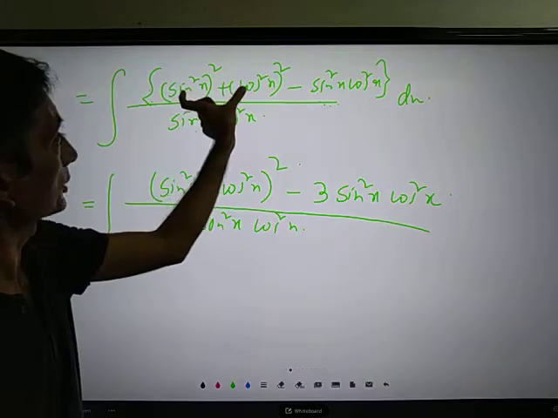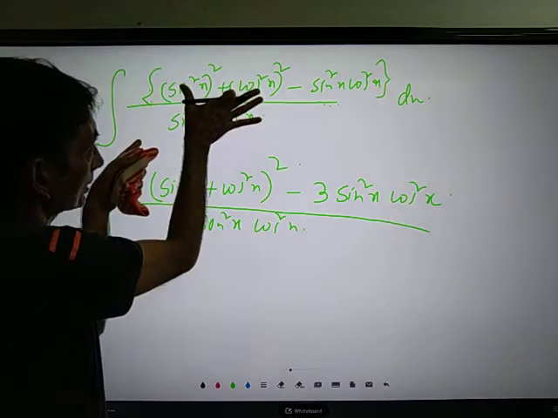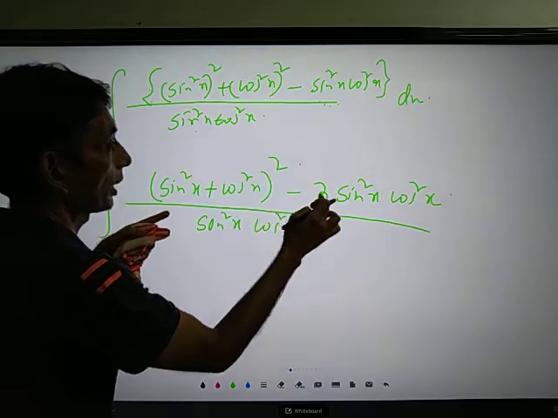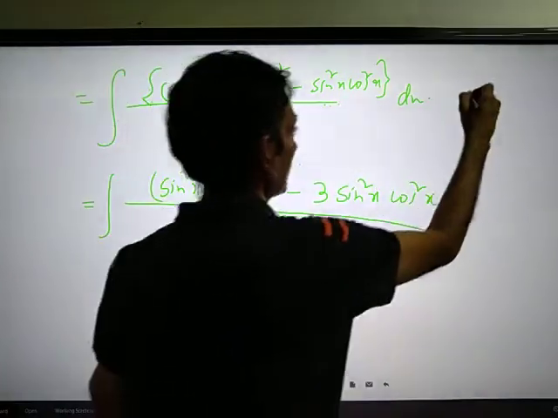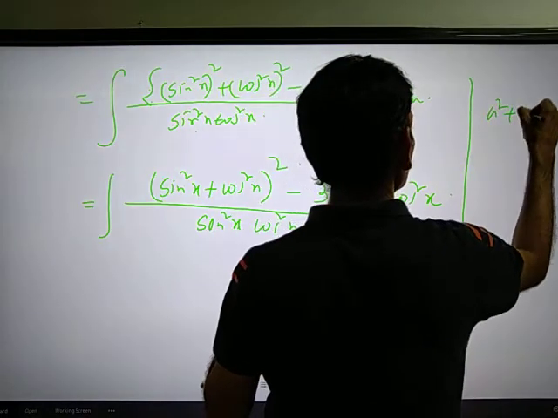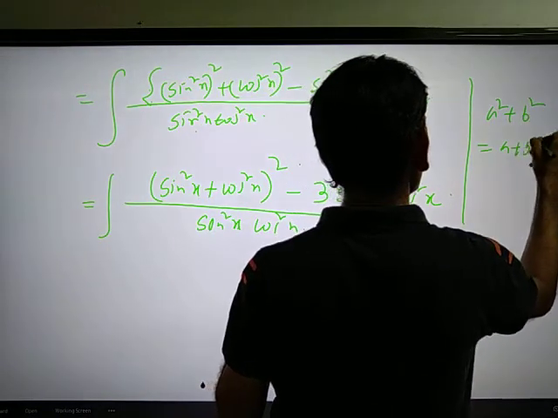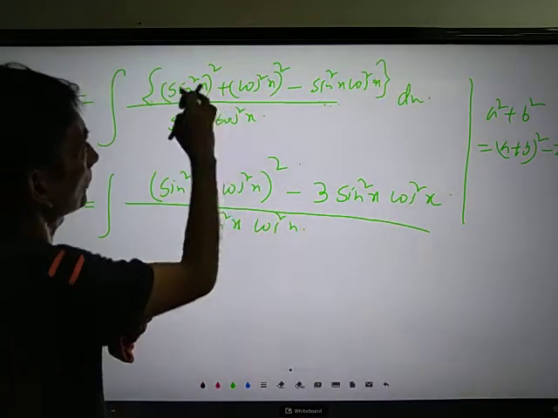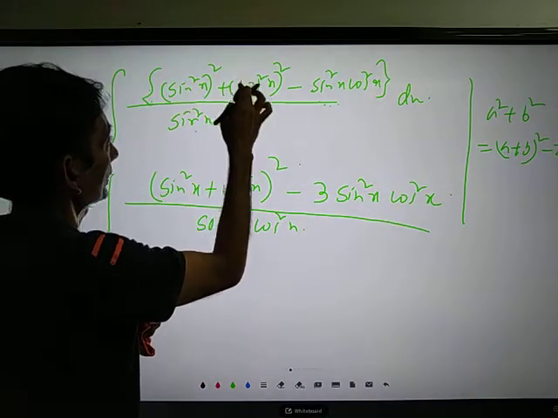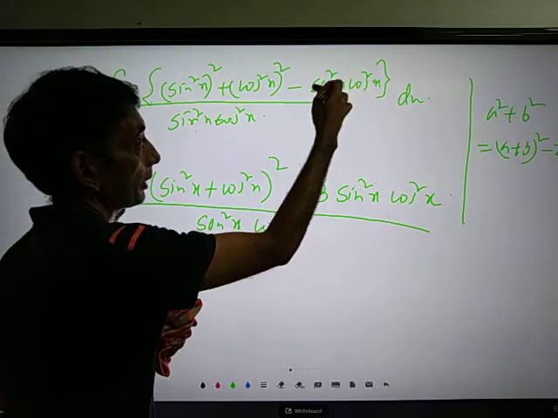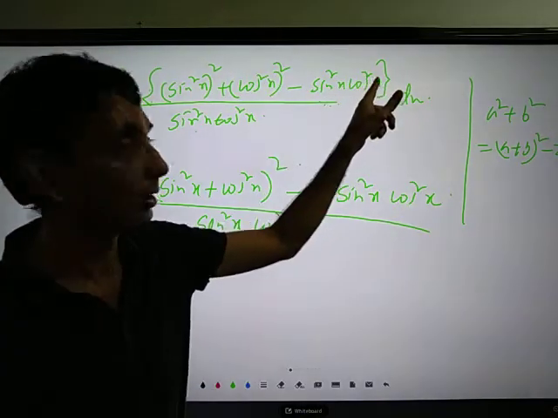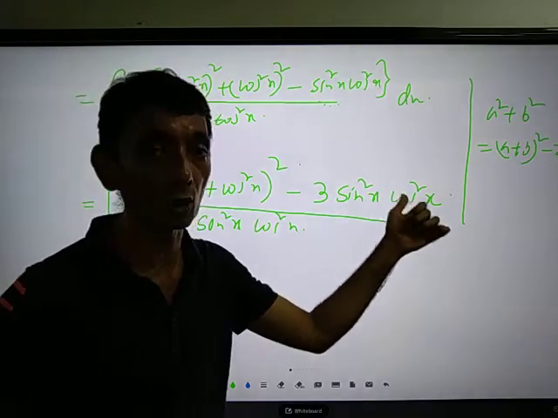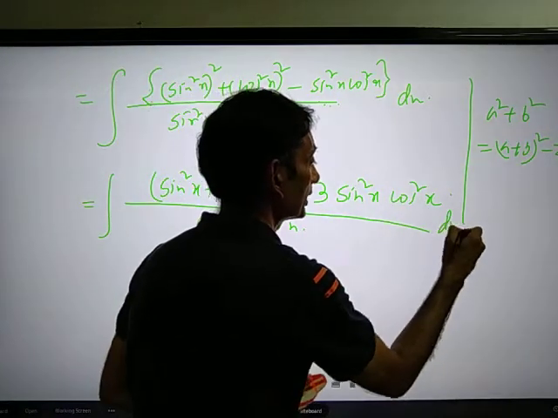So for the first term, a square plus b square, we are writing the formula: a plus b whole square minus twice ab. From there we get a square plus b square is equal to a plus b whole square minus twice ab. So we get minus 2 sin square x cos square x. Already minus sin square x cos square x is there, so both terms give us minus 3 sin square x cos square x into dx.